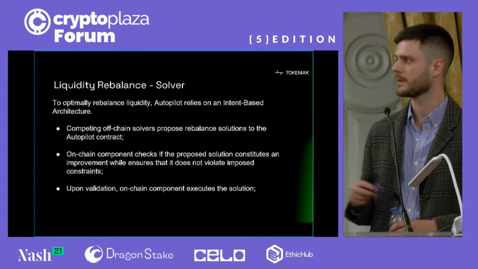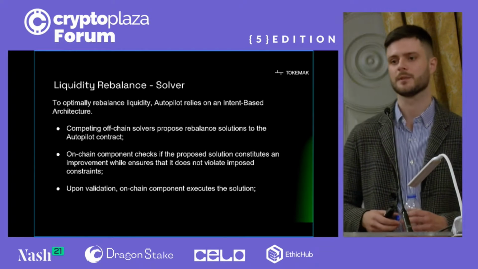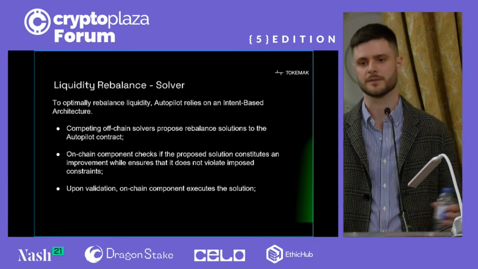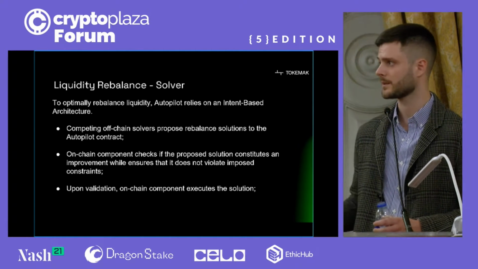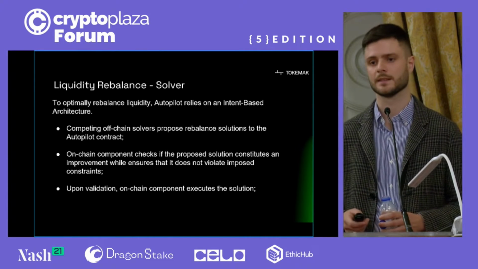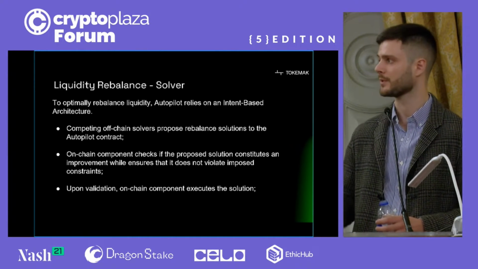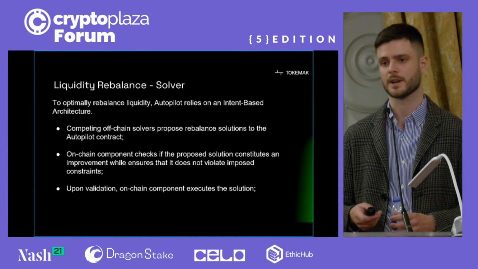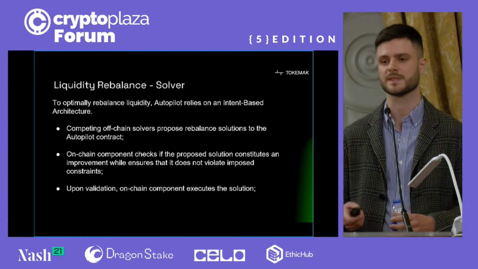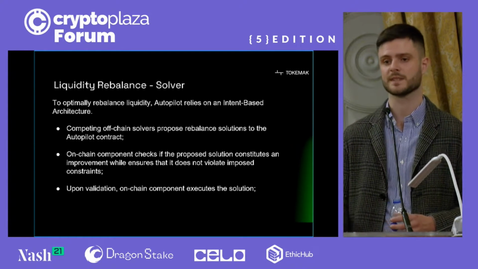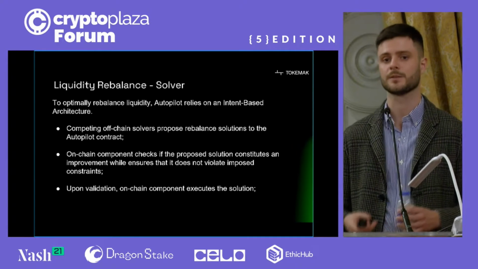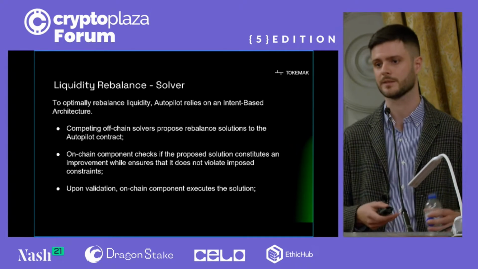Okay, now the liquidity rebalances. How does a liquidity rebalance actually take place within the system? So everyone is probably familiar now with intent-based architectures, and what we do is we rely on a decentralized solver, and solvers can compete off-chain and propose solutions to the autopilot contract. And then there is an on-chain component that is going to verify if these solutions represent an improvement. If they do represent an improvement and they do not violate any of the imposed constraints, then that on-chain component is going to execute the solution.